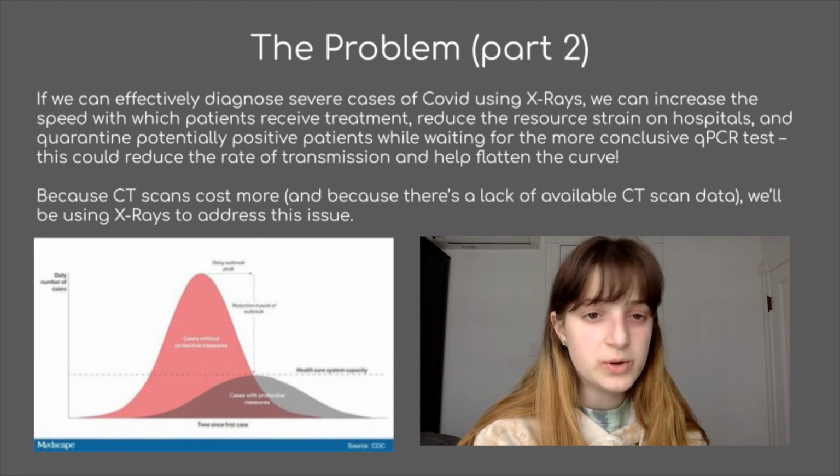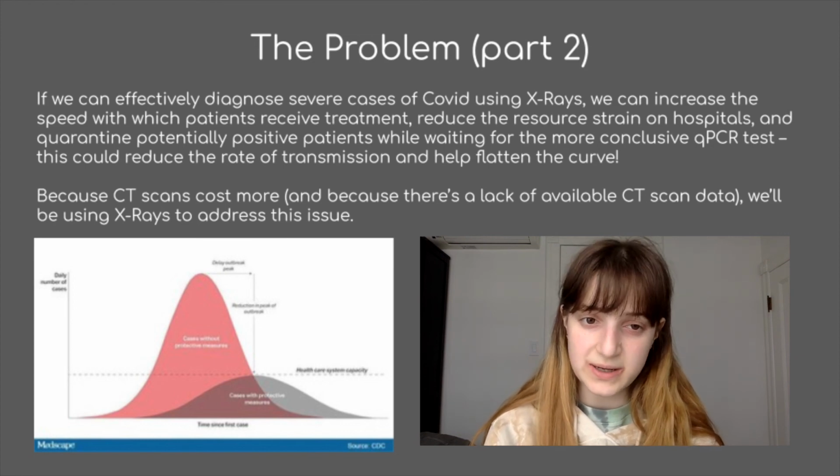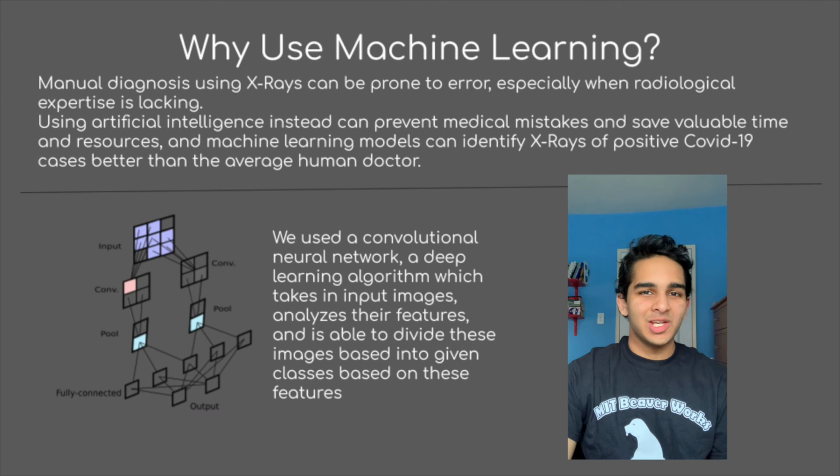Because CT scans are more expensive and there's a lack of available data with them, we'll be using X-rays to address this issue. We're using machine learning because manual diagnosis by eye is error-prone, especially for COVID-related pneumonia. The approach here prevents mistakes, distinguishing cases possibly better than a human doctor, while saving time and resources.